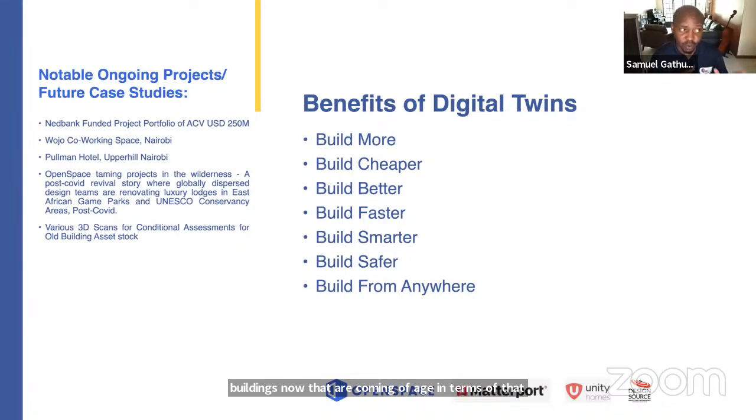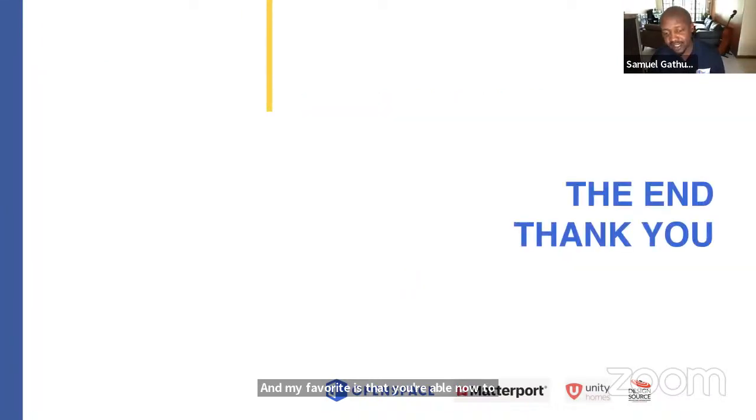There's a lot of old stock that needs to be repurposed. But the best way to approach it is to have a digital twin scan of it. So it allows for you to build more, to build cheaper, better, faster, smarter, safer. And my favorite is that you're able now to build from anywhere. That's it for me. Thank you.